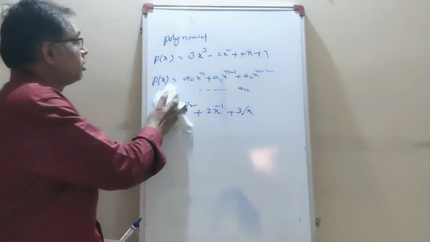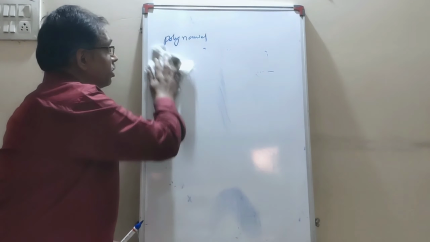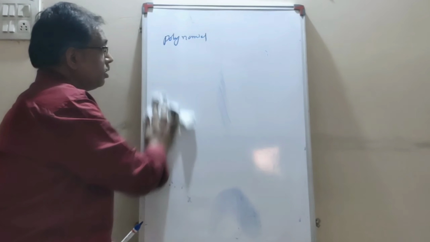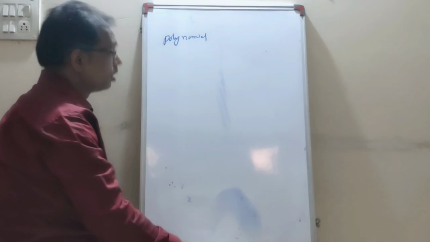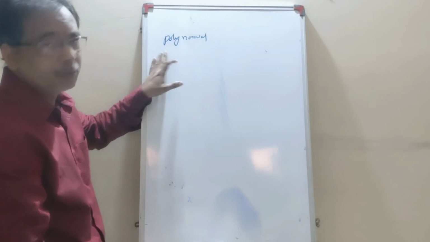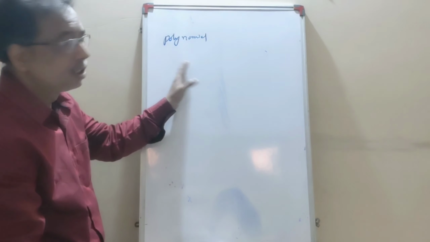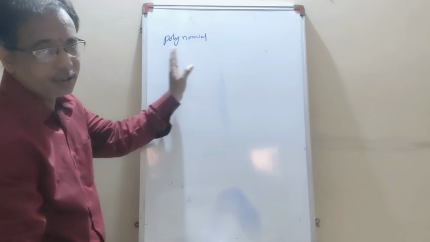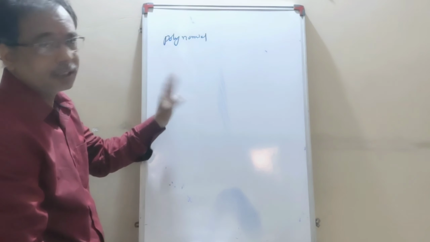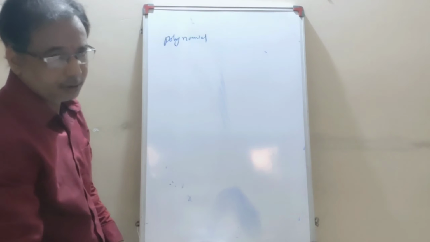Okay, so this is a polynomial definition. And next, depending upon the number of terms, we can define the types of polynomials. If a polynomial has only one term, that is known as a monomial. If it has only 2 terms, it is a binomial. If it has 3 terms, it is known as a trinomial. And if it has more than 3, it is known as a multinomial.